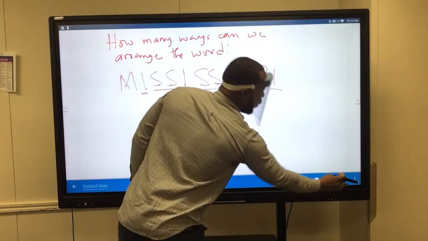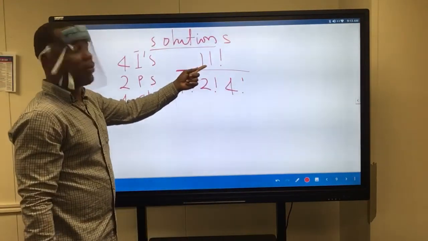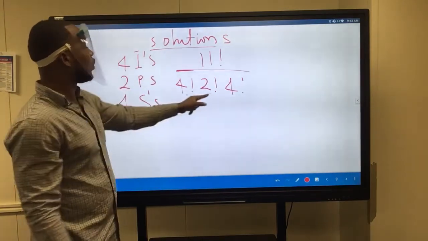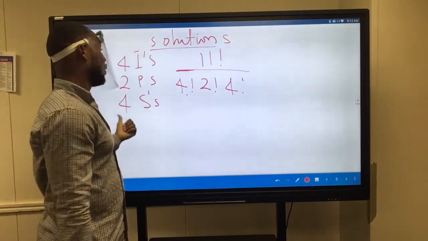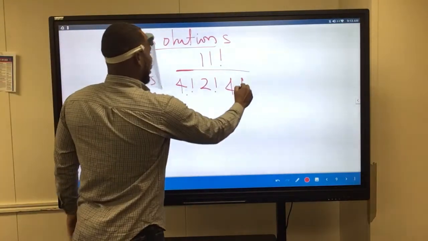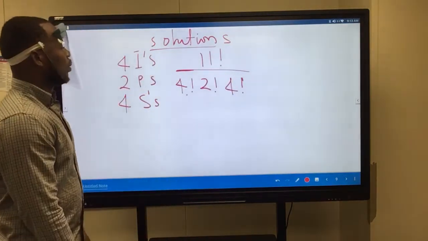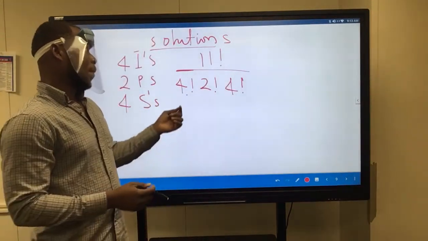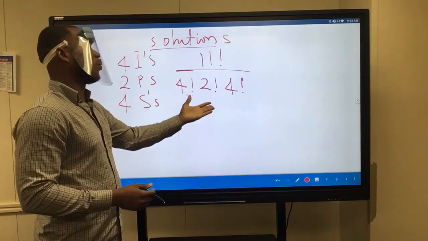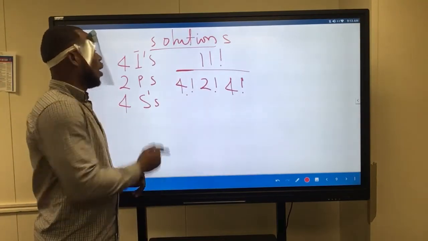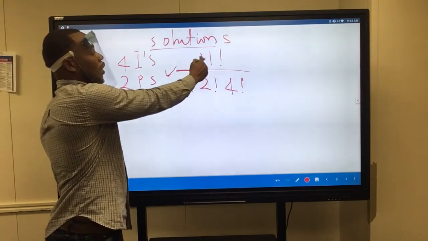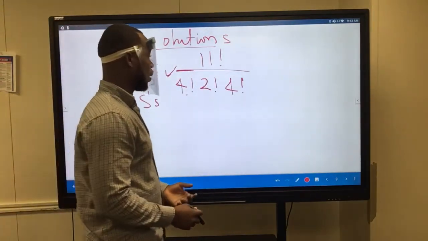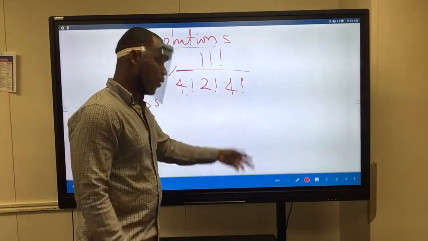So we have 11 factorial divided by 4 I's, which is 4 factorial, 2 P's, which is 2 factorial, and then 4 S's, which is 4 factorial as well. At this point, if you already set up the question this way, most of the time, if I'm grading you, I'll give you the full grade. But if you go on and do the calculation for the factorial, I will also give you the full mark, because this is a lot of numbers.